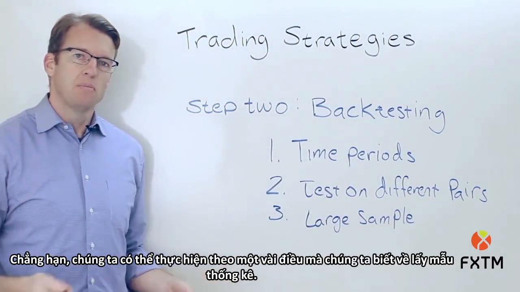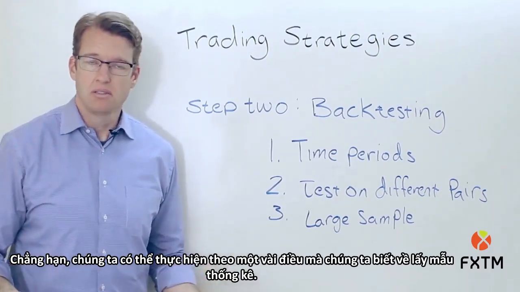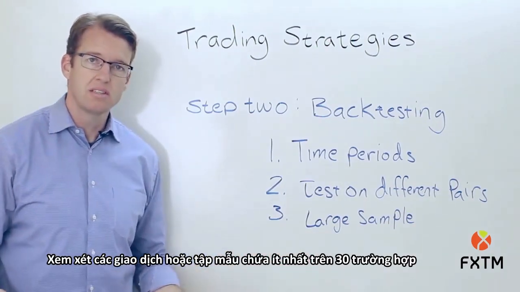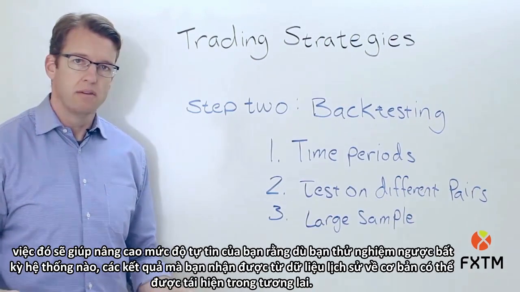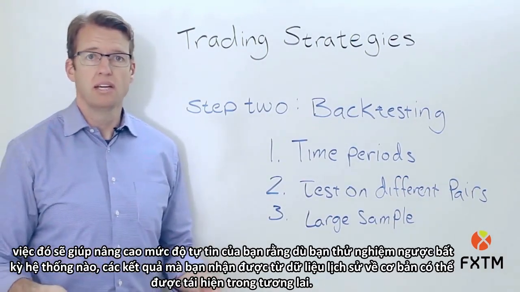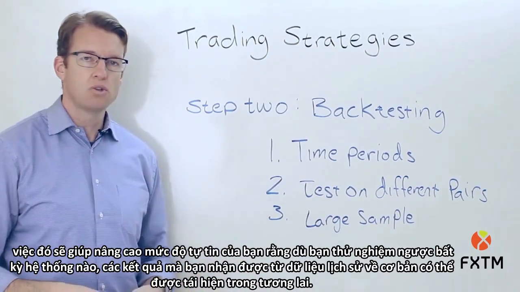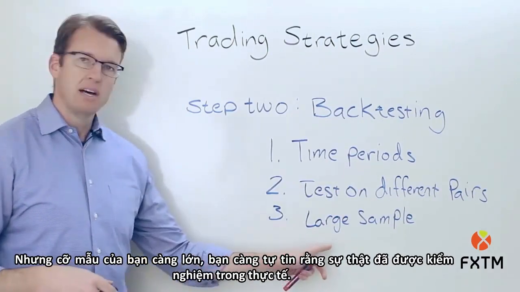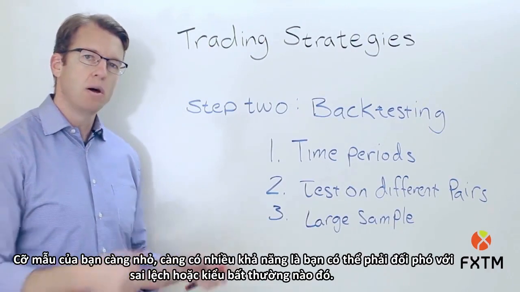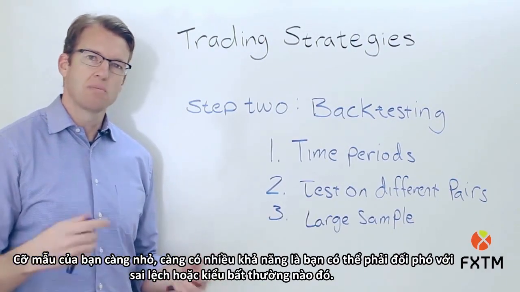So, for example, we might defer to some of the traditional things that we know about statistical sampling. So looking at a sample set of at least more than 30 instances is going to help improve your confidence level that the results you're getting from historical data, for whatever system you're backtesting, are likely to be replicated into the future. But the larger your sample size is, the more confident you can be that that is in fact going to be the case. The smaller your sample size is, the more likely it is you may be dealing with an outlier or some kind of an anomaly.